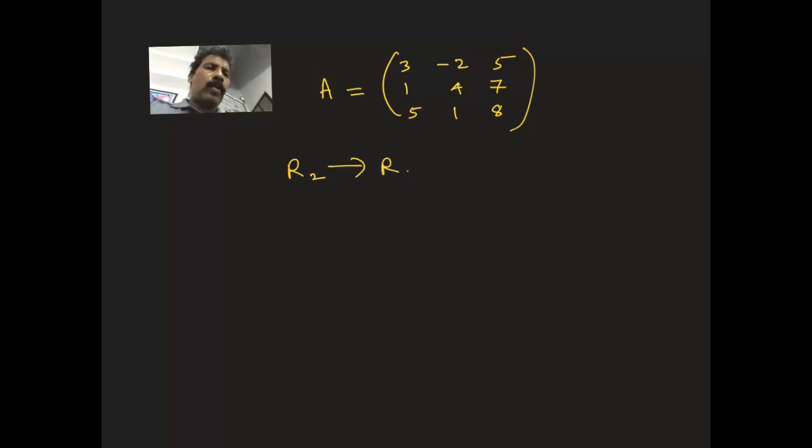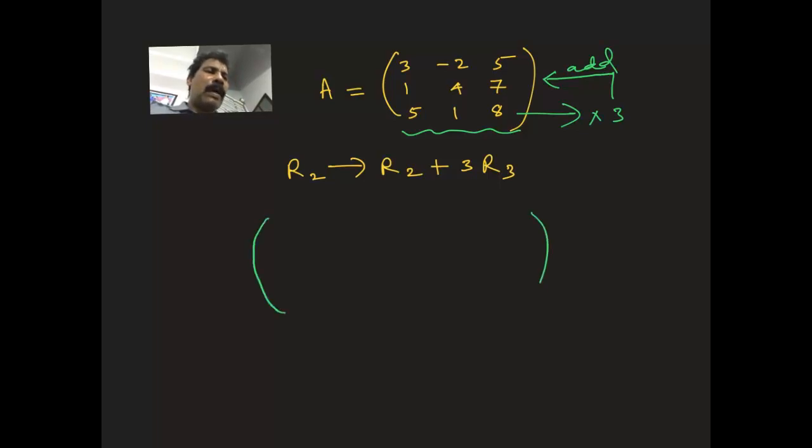To make it clear, if capital A is equal to the 3 by 3 square matrix, say 3, negative 2, 5, 1, 4, 7, 5, 1, 8. And if you operate, that is second row transformed as R2 plus 3 times R3. Then what's the meaning of it? That is, we have to take the third row elements and multiply them by 3 and add to the second row. That's all. So after the operation, what will happen? Let us see.